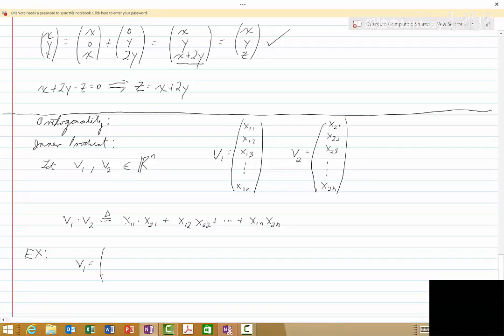If we're looking at R3 and V1 is equal to 1, 2, 3, and V2 is the vector 4, 5, 6, then V1 dot V2 is equal to 1 times 4 plus 2 times 5 plus 3 times 6, which is equal to 4 plus 10 plus 18, and that is equal to 32.